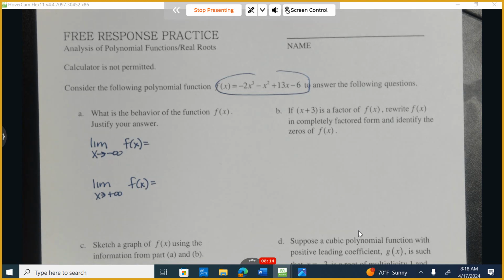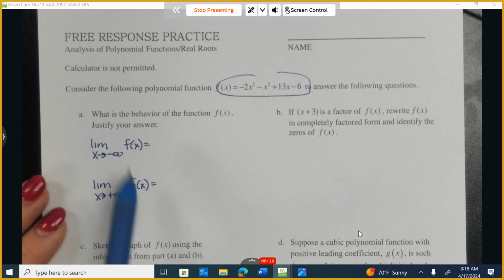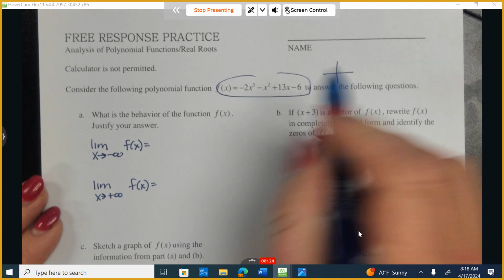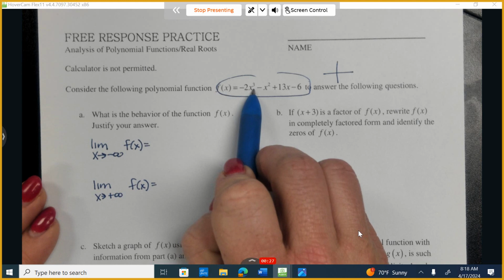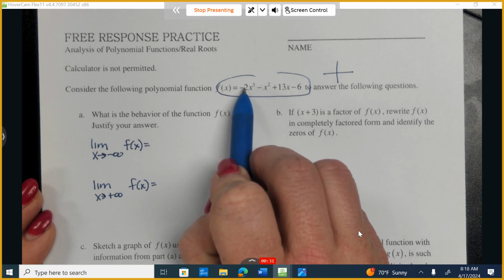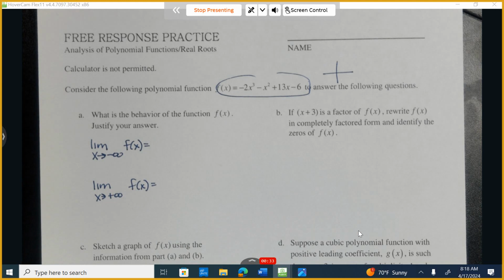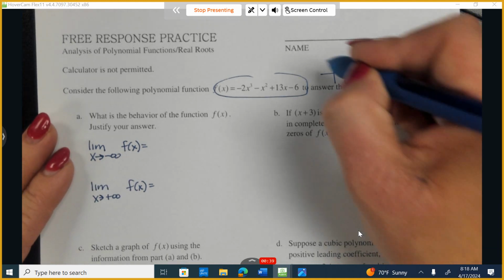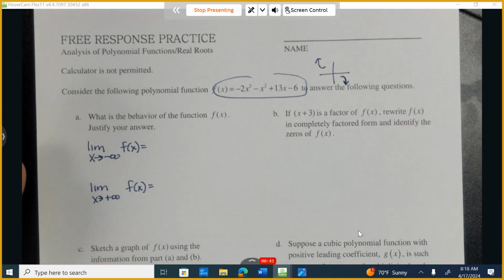What I want you to recognize is that if you're given a question on the multiple choice portion, you may see something similar to this. Myself, this is how I think of it. I have a cubic function. That means that the end behavior, because it's an odd function and has a leading coefficient that is negative, will go in opposite directions because it's odd. But with the leading coefficient being negative, it's going to be down on the right and up on the left.